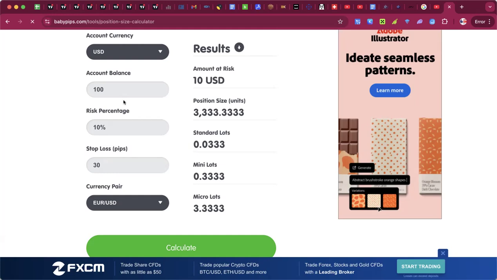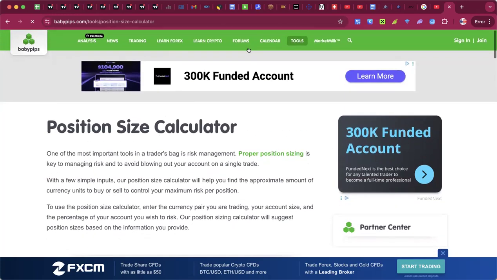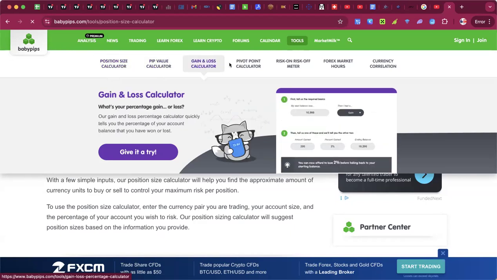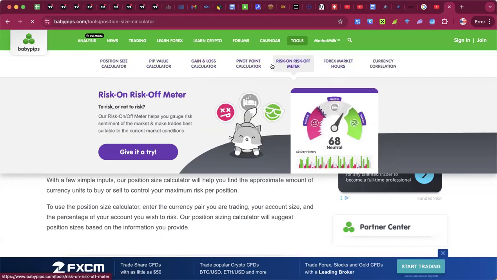So with that, if you are trading with $100, you are risking 10%, for instance. So how do I calculate? You go to Babypips, you go to tools, you now go to position size calculator. Yeah, there are so many risk management measures here that you are supposed to use.